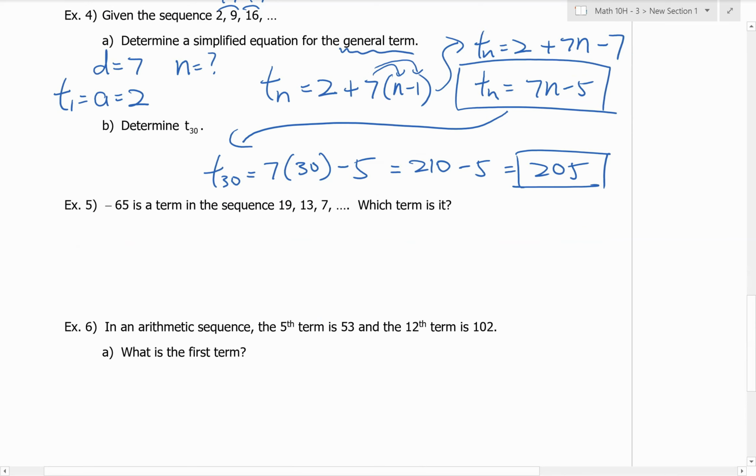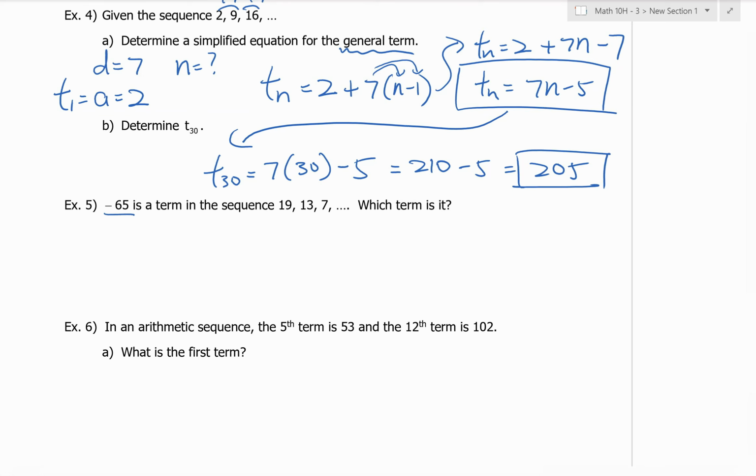Okay, so I'm assuming you finished that. Let's see. So this time it tells us that negative 65 is one of the terms in the sequence 19, 13, and 7, and so on. But we're looking for which term this is.